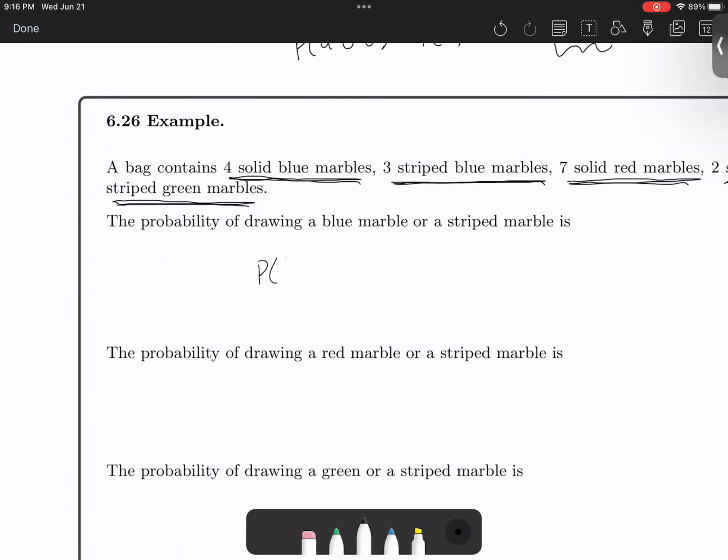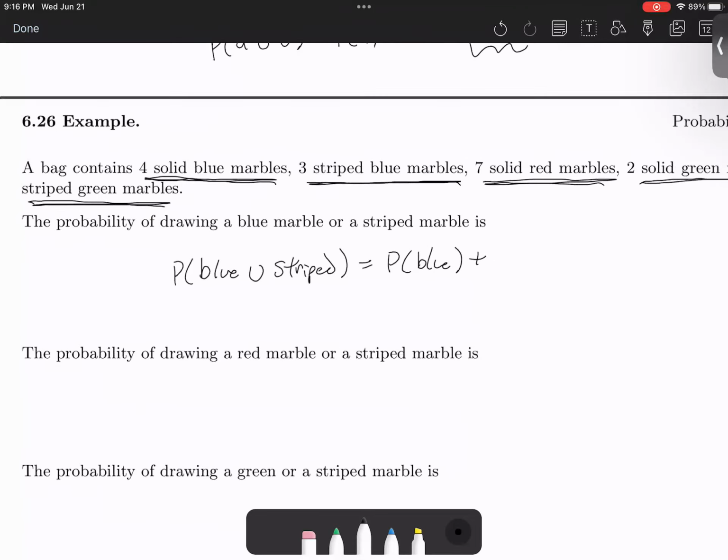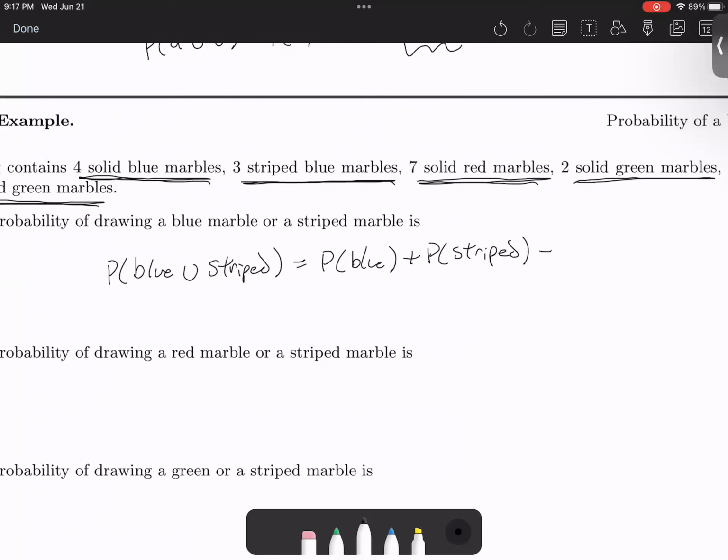So the probability of blue or striped, the marble could be blue or the marble could be striped, but maybe we have blue striped marbles that we counted twice. So we need to subtract off the blue and striped marbles.